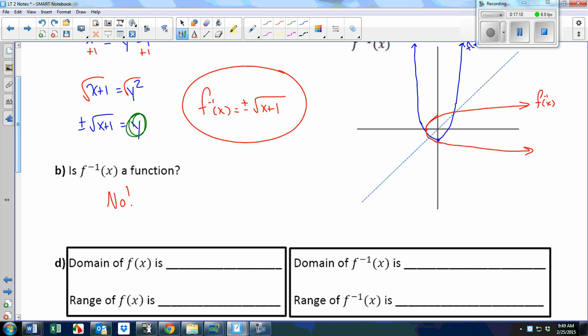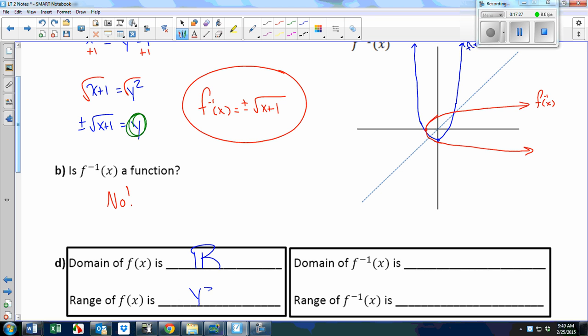But anyways, what's the domain of your original quadratic? What's the domain of that blue quadratic? What can you plug in for x? All real numbers. You got it. What's the range of that quadratic?